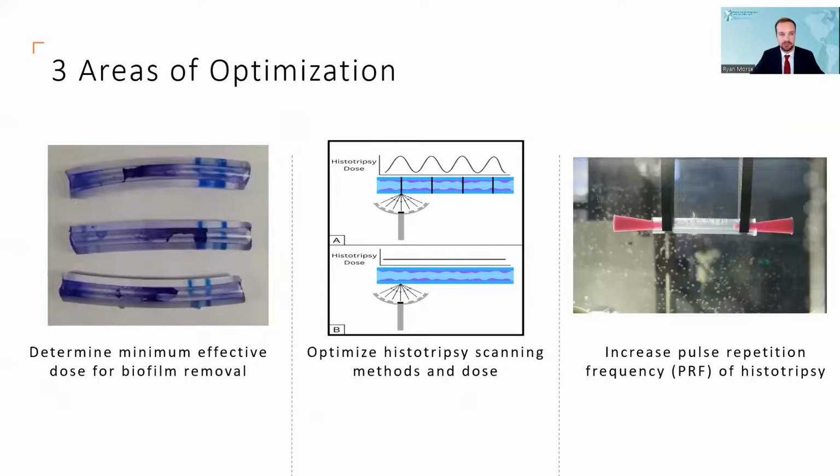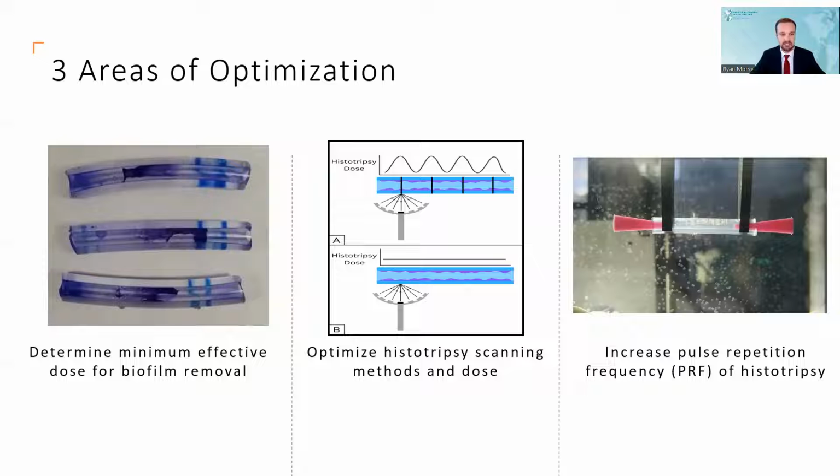In this study, we had 3 major areas that we wanted to optimize histotripsy treatment of biofilms. First of all, we wanted to determine the minimum effective dose for biofilm removal. As I mentioned previously, prior studies have established this as an effective method for removing biofilm, but have not yet quantified the minimum effective dose to achieve this.